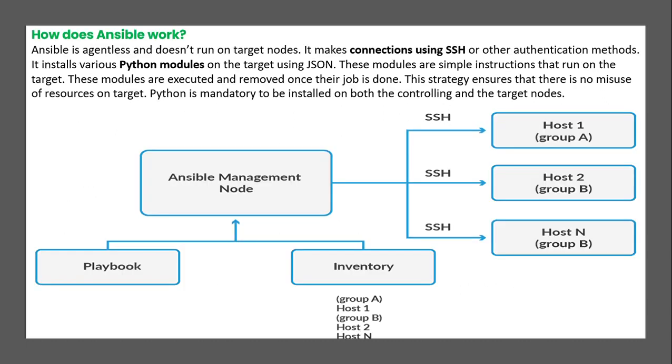So how does Ansible work? Ansible is agentless and does not run on the target node. It makes a connection using SSH or another authentication tool. It installs various Python modules on the target using JSON. The modules are simple instructions that run on the target. These modules are executed and removed once their job is done. This strategy ensures that there is no misuse of resources on the target. Python is mandatory to install on both the controlling and the target nodes. So you can see here Ansible is using a playbook. You can manage the different hosts through SSH connections.